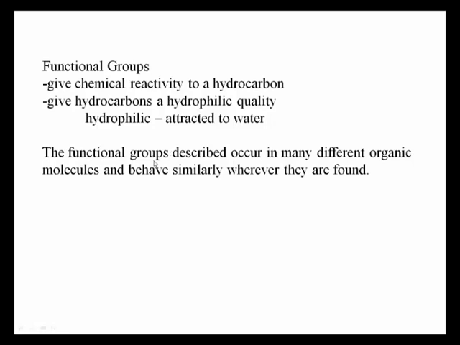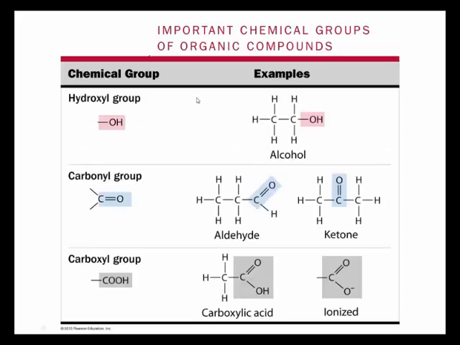I'm going to describe functional groups to you, and note that we find these functional groups on thousands of different types of molecules in the cell. Wherever they're found, they behave similarly, and I'm going to describe some of that behavior right now. Some of the important functional groups, or chemical groups as they're called in your text: hydroxyl group, carbonyl group, carboxyl group. In color is the group of atoms that's attached to a hydrocarbon skeleton.